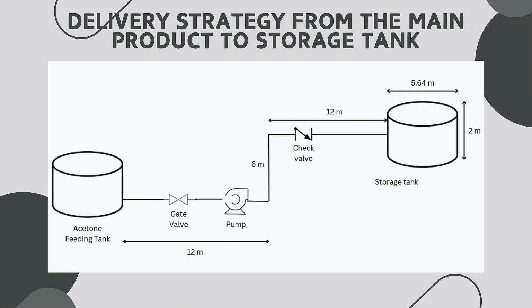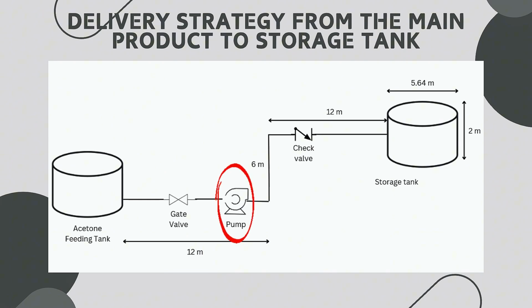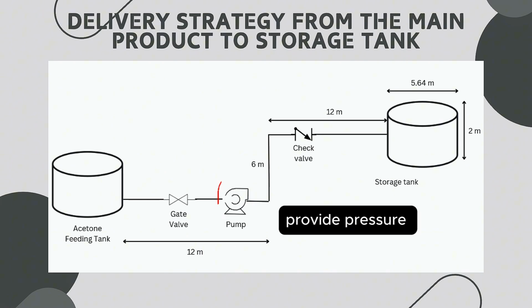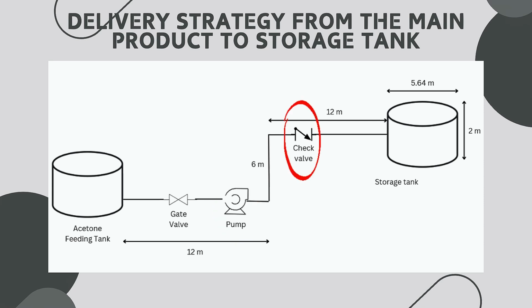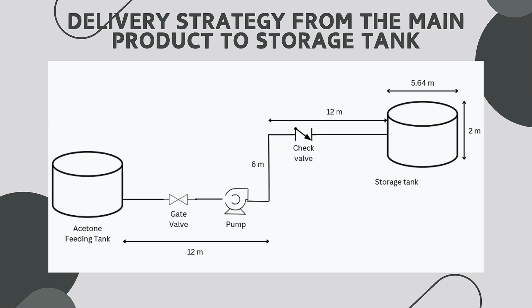Now I will explain the delivery strategy for transferring acetone from the feeding tank to the storage tank. This process ensures smooth and controlled fluid movement while maintaining safety and efficiency. So let's take a closer look at the system components. We have an acetone feeding tank, which serves as the main product source, a gate valve used to control the flow of acetone, a pump responsible for providing the necessary pressure to move the fluid, a check valve which prevents backflow and ensures one-way movement, and also a storage tank where the acetone is collected and stored.